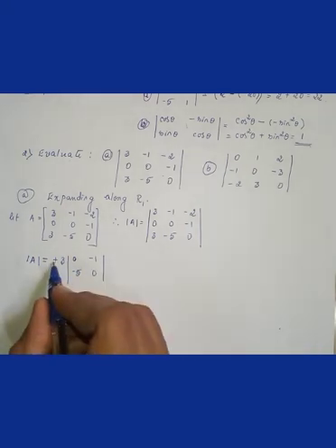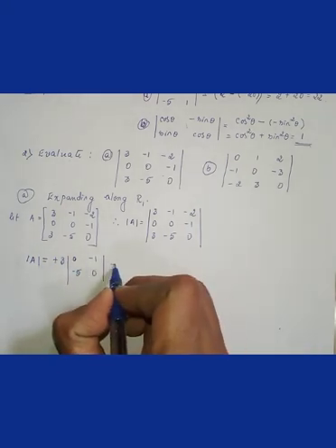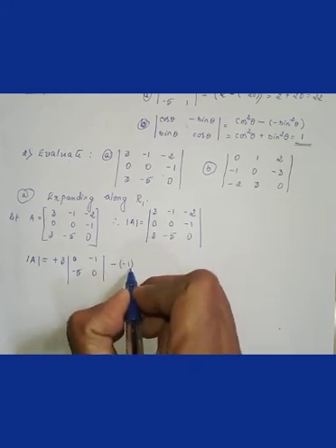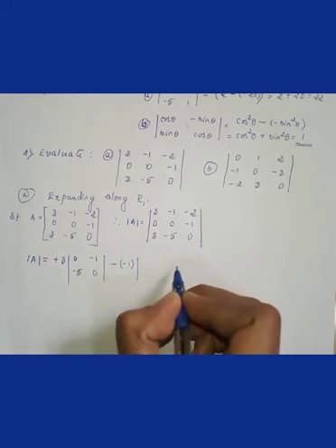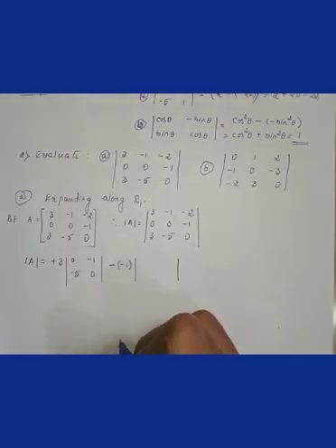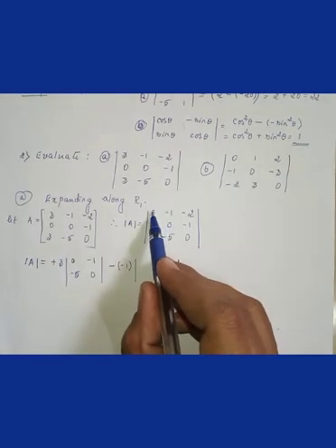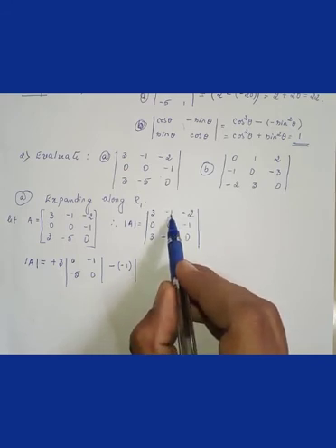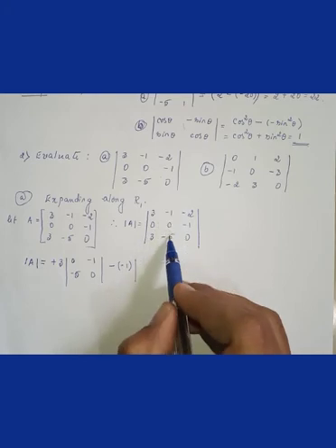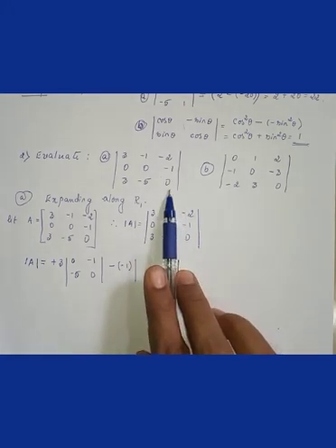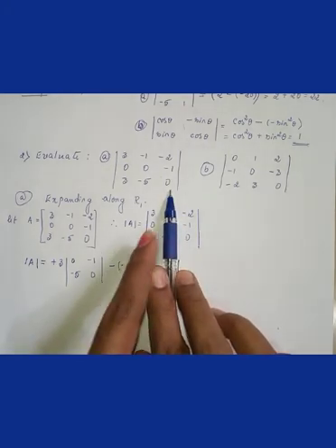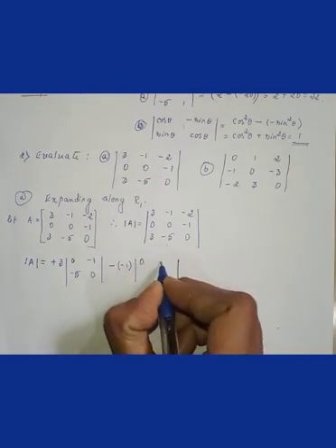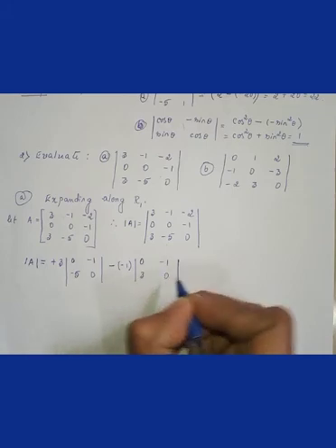Next entry, this is plus, next entry is minus. Minus of, this entry is also negative, so minus of minus 1 into the determinant of a 2 by 2. Delete the first row and second column in which minus 1 lies. If you delete the first row, second column, you'll get 0, minus 1, 3, 0.